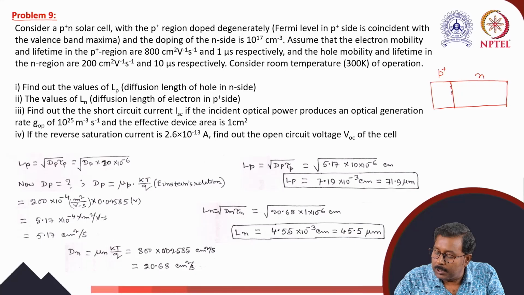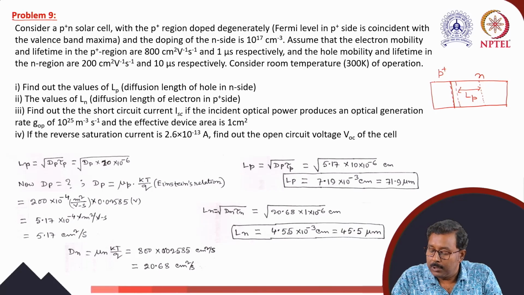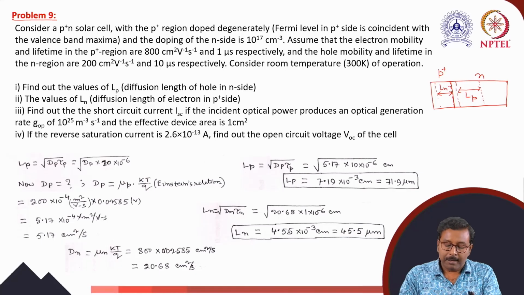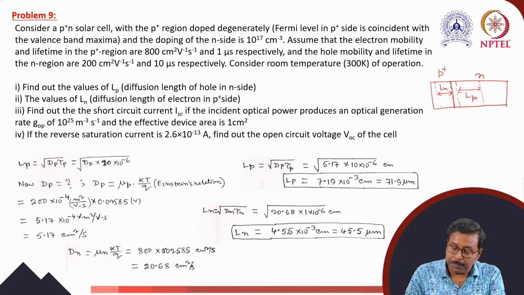Depletion layer width within the P region will be very small, slightly more within the N region. The minority carrier diffusion length within the N region is Lp, and within the P region it is Ln. You have to find out Lp and Ln.